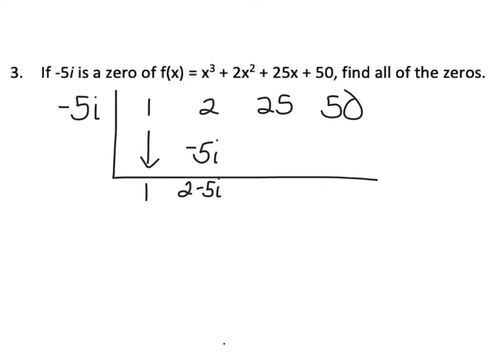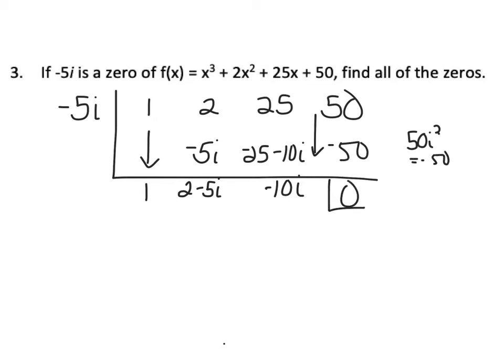Now I'm going to multiply that by negative 5i. So I am essentially distributing. Negative 5i times 2 would be negative 10i. I kind of write that second. And negative 5i times negative 5i, well, that would be positive 25i squared. 25i squared would be the same as negative 25. Now I add vertically. That would be negative 10i, because 25 and negative 25 would cancel. Now I multiply negative 5i times negative 10i. That would be positive 50i squared, which is negative 50.